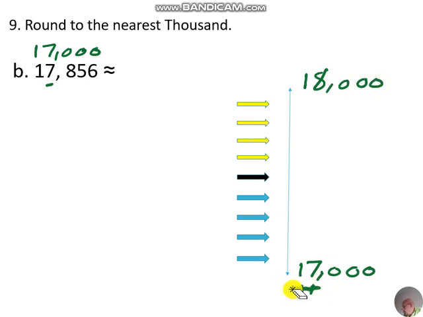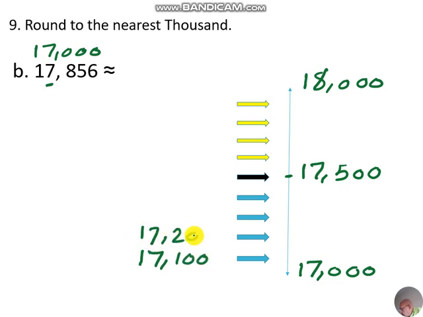To find the midpoint, I take the first 0 here, I change it to 5, and I drop everything else. It becomes 17,500. The difference between them is 1,000, so I go by 100. This becomes 17,100, 17,200, 17,500, 17,600, and so on.